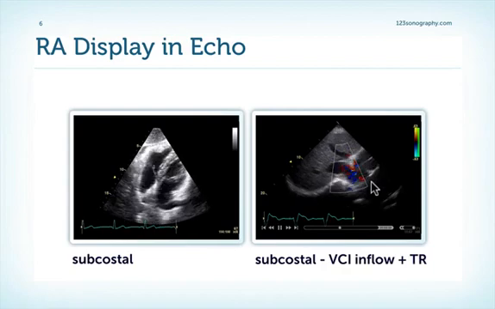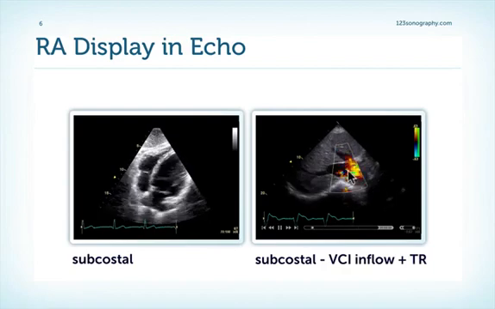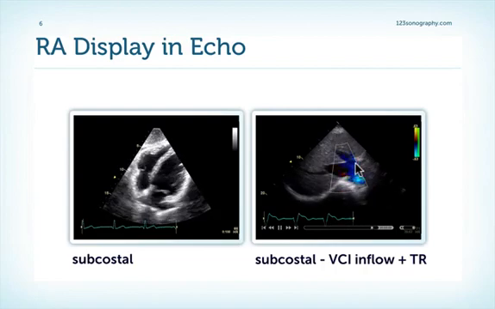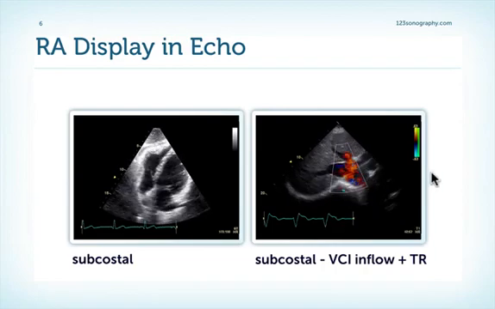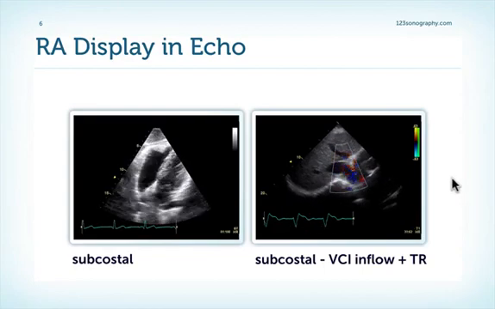This is an example of a patient who has severe tricuspid regurgitation, where we also see retrograde flow into the hepatic veins and the vena cava inferior. The vena cava inferior is significantly dilated.